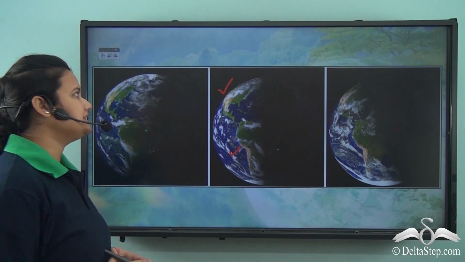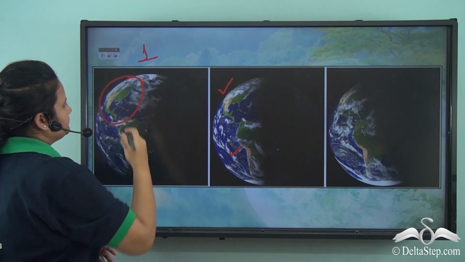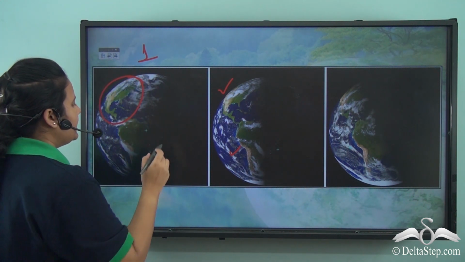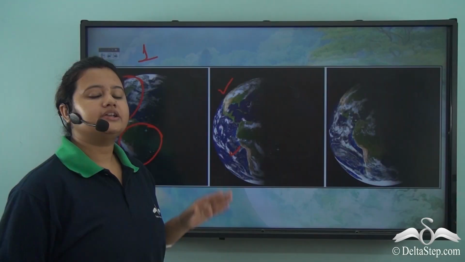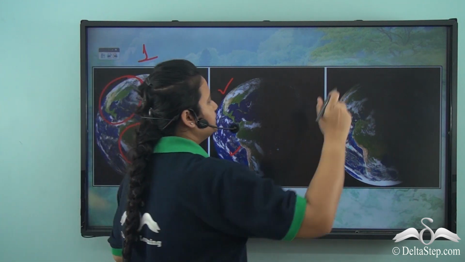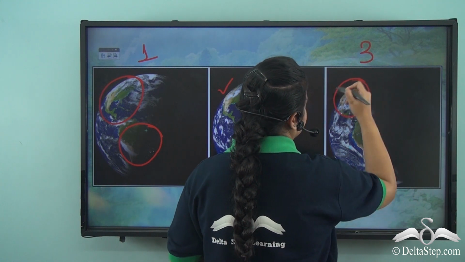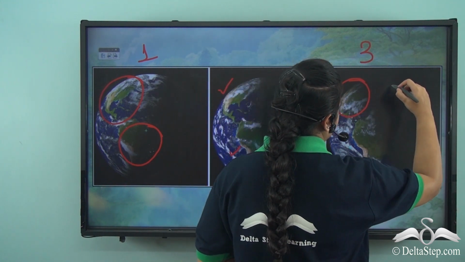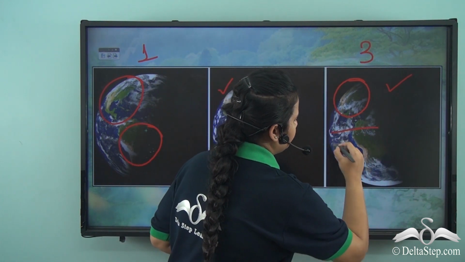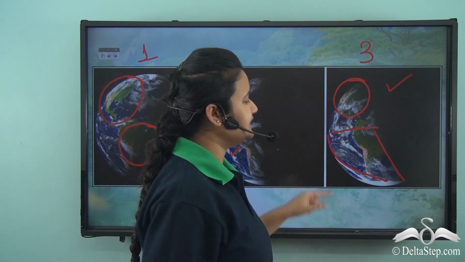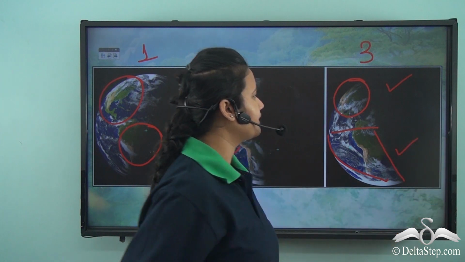For instance, in the first picture, we can see that a major portion of North America is in the light zone, while the maximum part of South America is in the dark zone. Quite contrary to it, in the third picture, we can see that only a small portion of North America is illuminated, while the maximum part of it is in the dark zone. While coming to South America, we can see that a major portion of South America is in the light zone, while only a small portion of it lies in the dark zone.